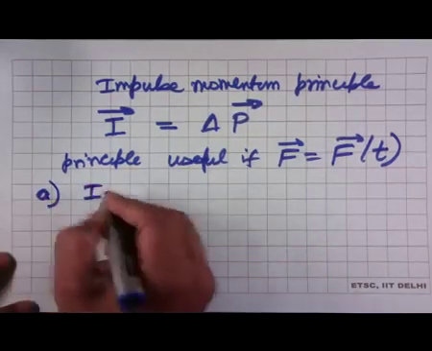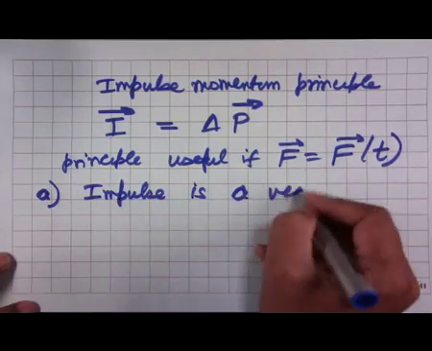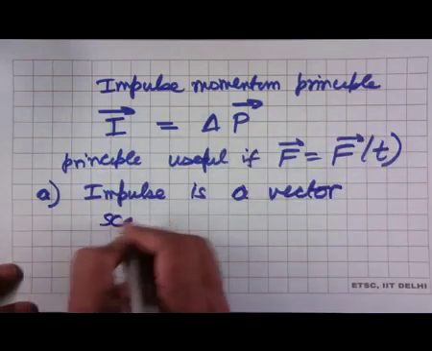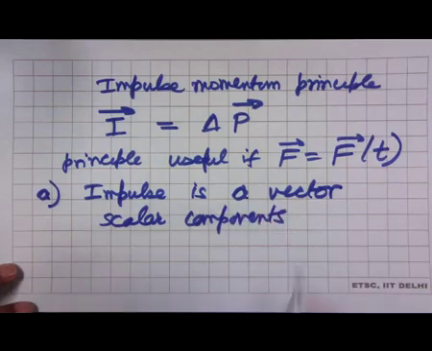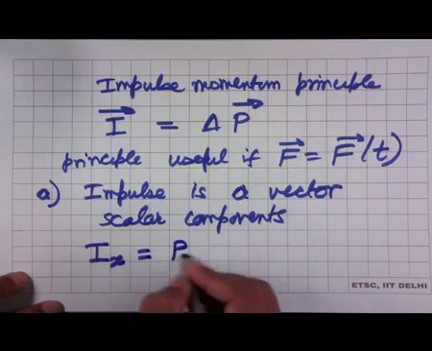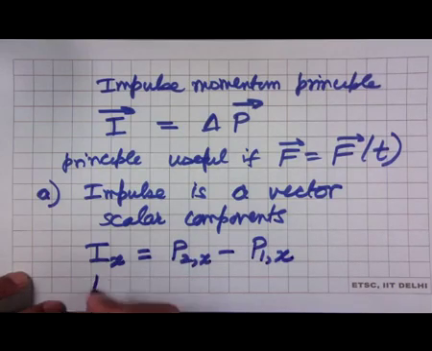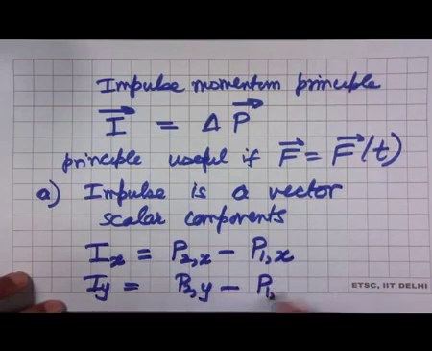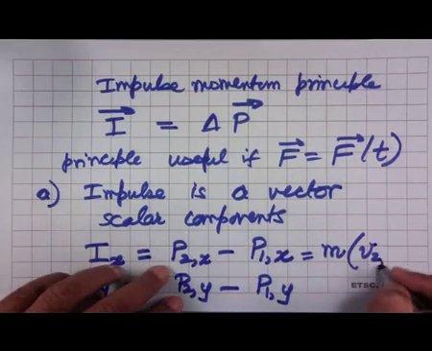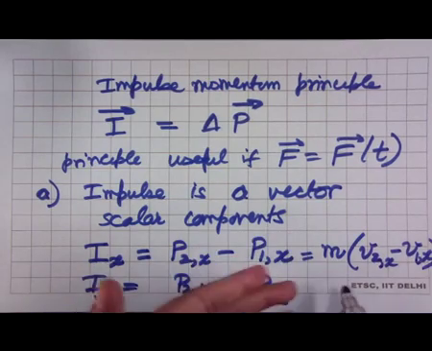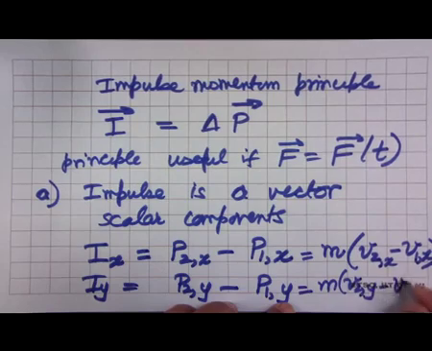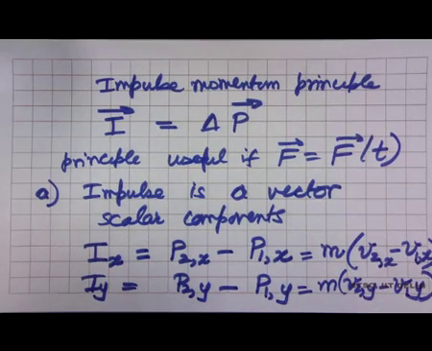Now, let us look at some salient features. The first thing we see is that impulse is a vector quantity. Because this is a vector equation, we can write scalar components. Sometimes we may need only one component, and then we write for that component. The x component of impulse will be equal to the change in the x momentum of the particle, and the y component of impulse will be equal to the change in the y component of the linear momentum. This we can write as m times the x velocity in state 2 minus the x velocity in state 1, so m times the change in x velocity, and m times the change in y velocity of the particle will be the impulse in the y direction.